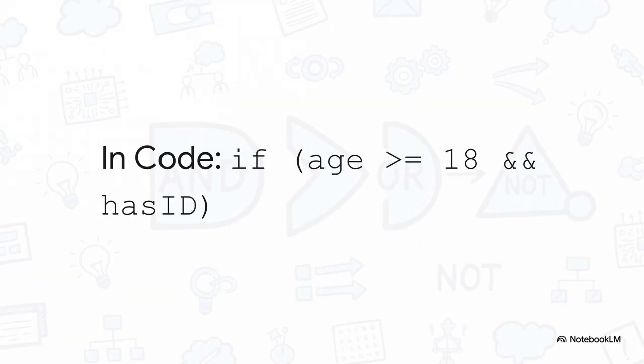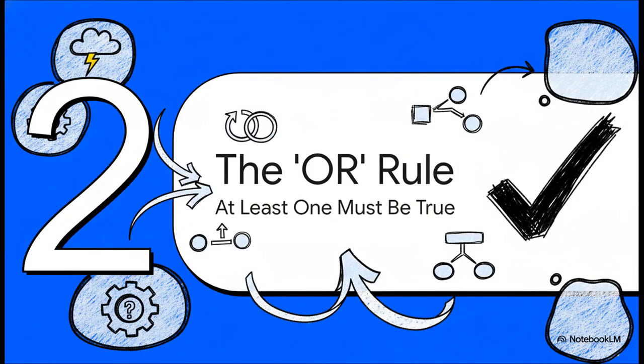And here's how we write that in code. This is a little snippet of JavaScript. See that and, that double ampersand? That's the symbol for and. So the computer is asking the exact same question as the bouncer. Is the age greater than or equal to 18, and does this person have an ID? All right, so that was and.